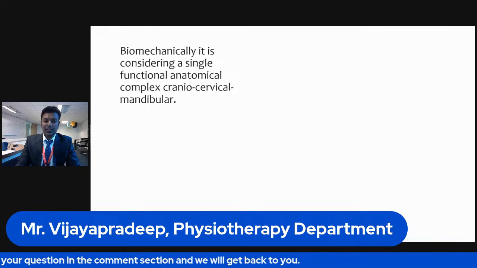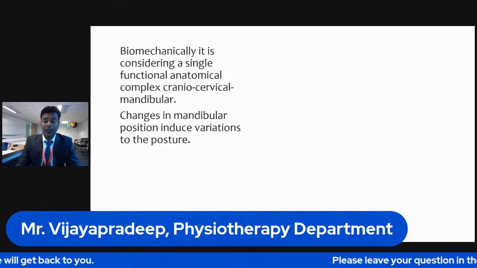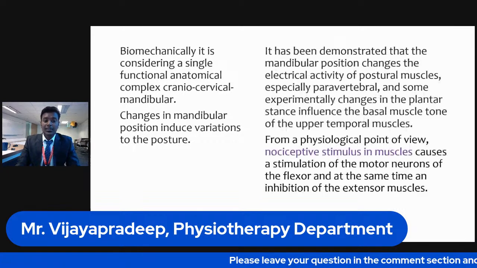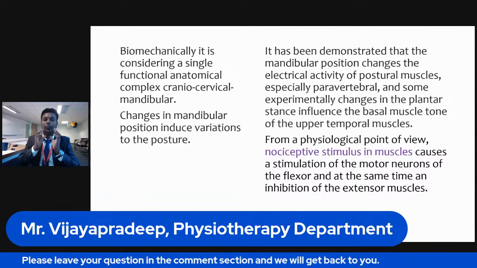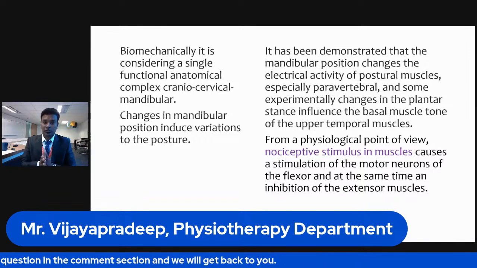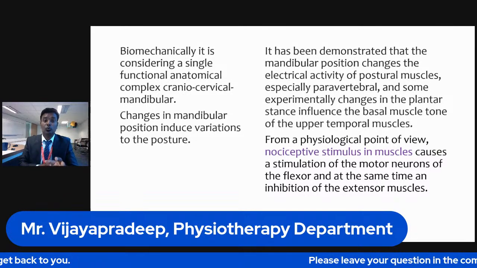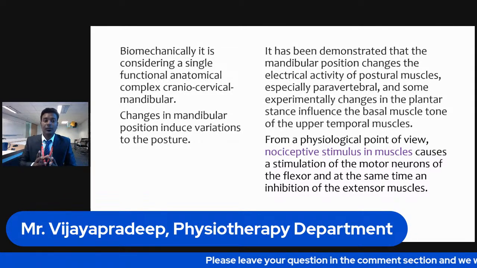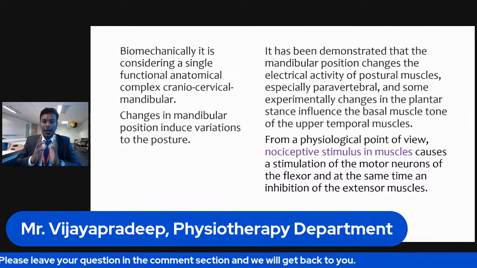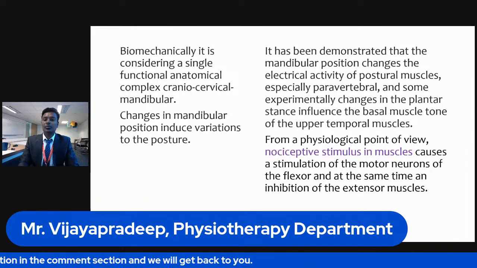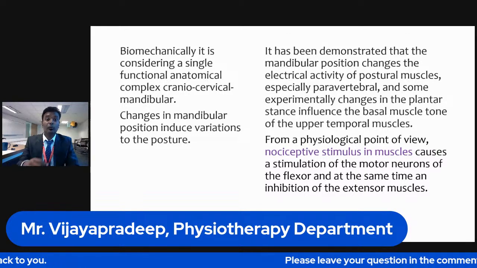Biomechanically, it is considered a single functional anatomical complex, the cervical-mandibular interaction. Changes in mandibular position induce variations in posture. So the position of the maxilla and mandible matters for proper posture. If any change occurs to these components, it can result in abnormal posture. That is the reason we call it the complex of cranial, cervical and mandibular components. It has been demonstrated that mandibular position changes the electrical activity of the postural muscles, the position of the mandible.